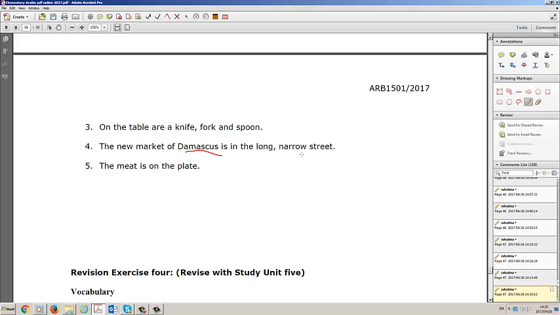Sorry, it's inverse. في الشارع ضيق الطويل. Okay, في الشارع ضيق الطويل. The meat is on the plate, we say اللحم على الطبق.